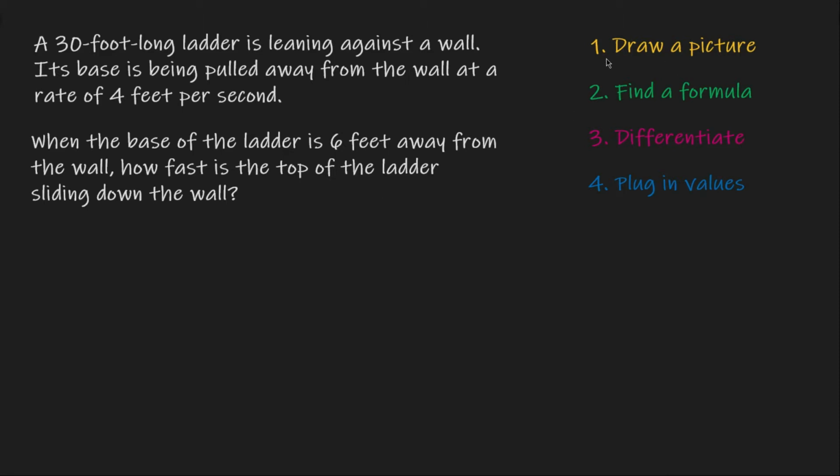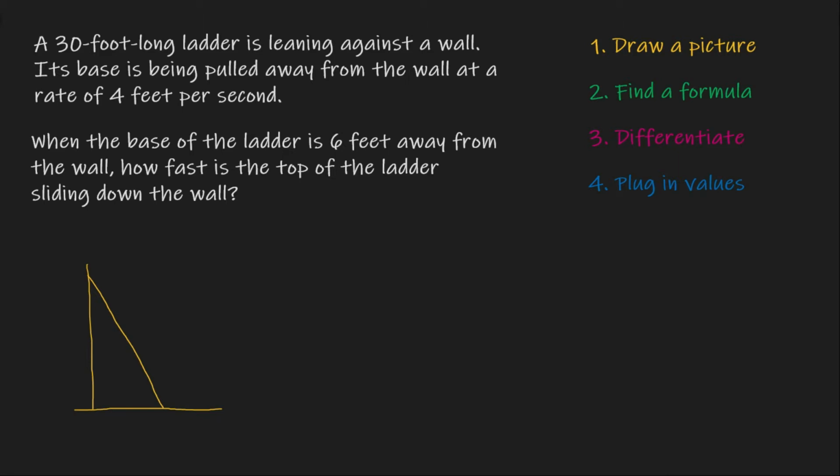So our first step is to draw a picture and label our values. We're given that we have a ladder that's 30 feet long and it's leaning against the wall. So let's just draw that. We'll draw our wall, we'll draw a ground, then we'll draw our ladder. It doesn't have to be perfect. We just have to understand what it kind of looks like.